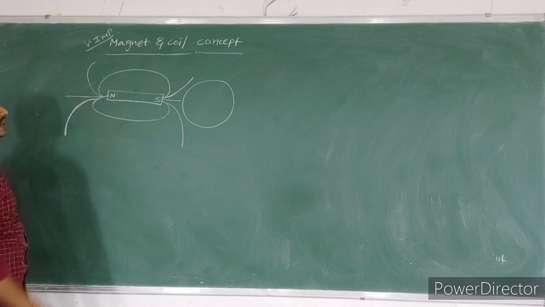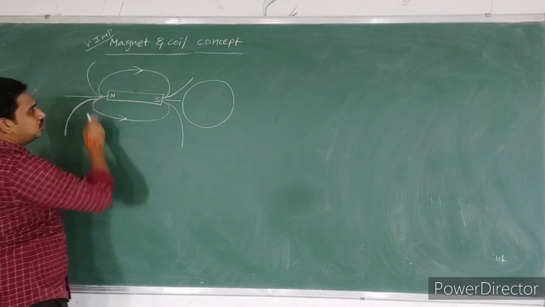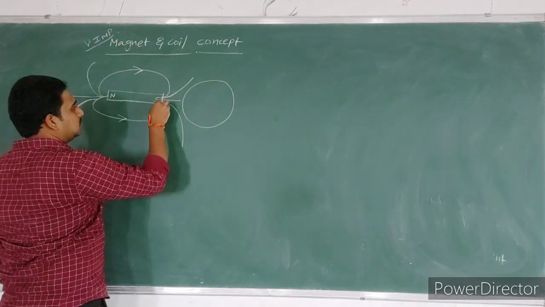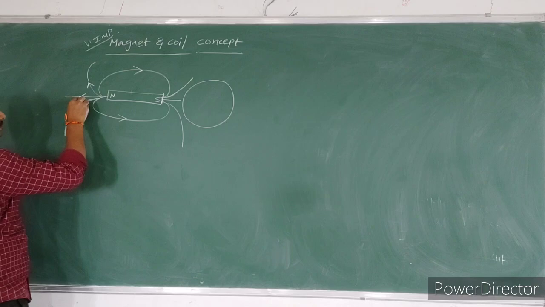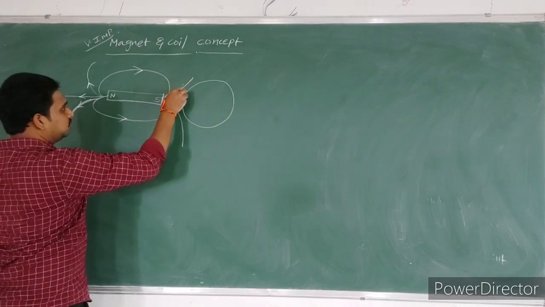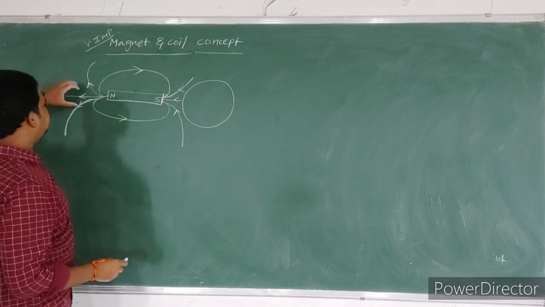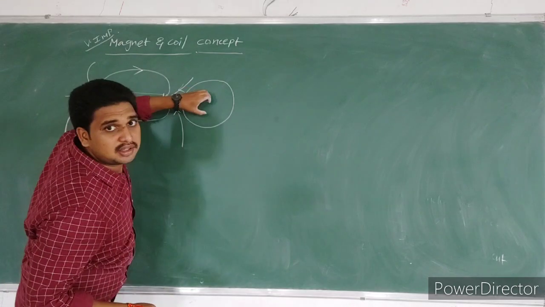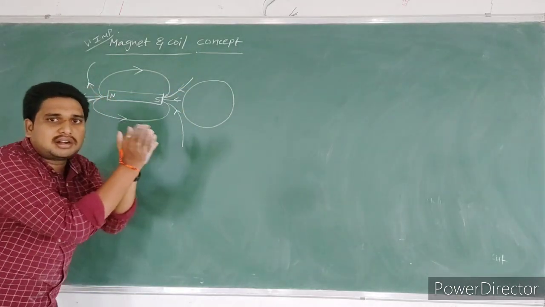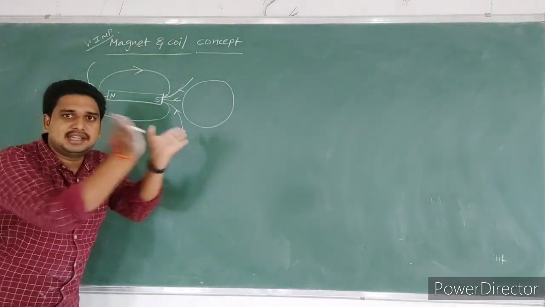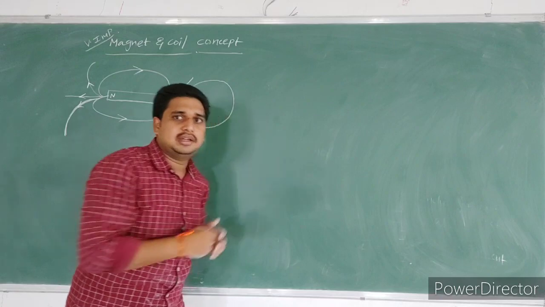The direction of the magnetic field outside the magnet is north to south, and inside the magnet it is south to north. So the magnetic field lines move away from the north pole and move towards the south pole. Please observe carefully. If this bar magnet moves towards this coil, initially the field lines are far away. Once the magnet moves nearer to the coil, the magnetic field lines enter into this coil.